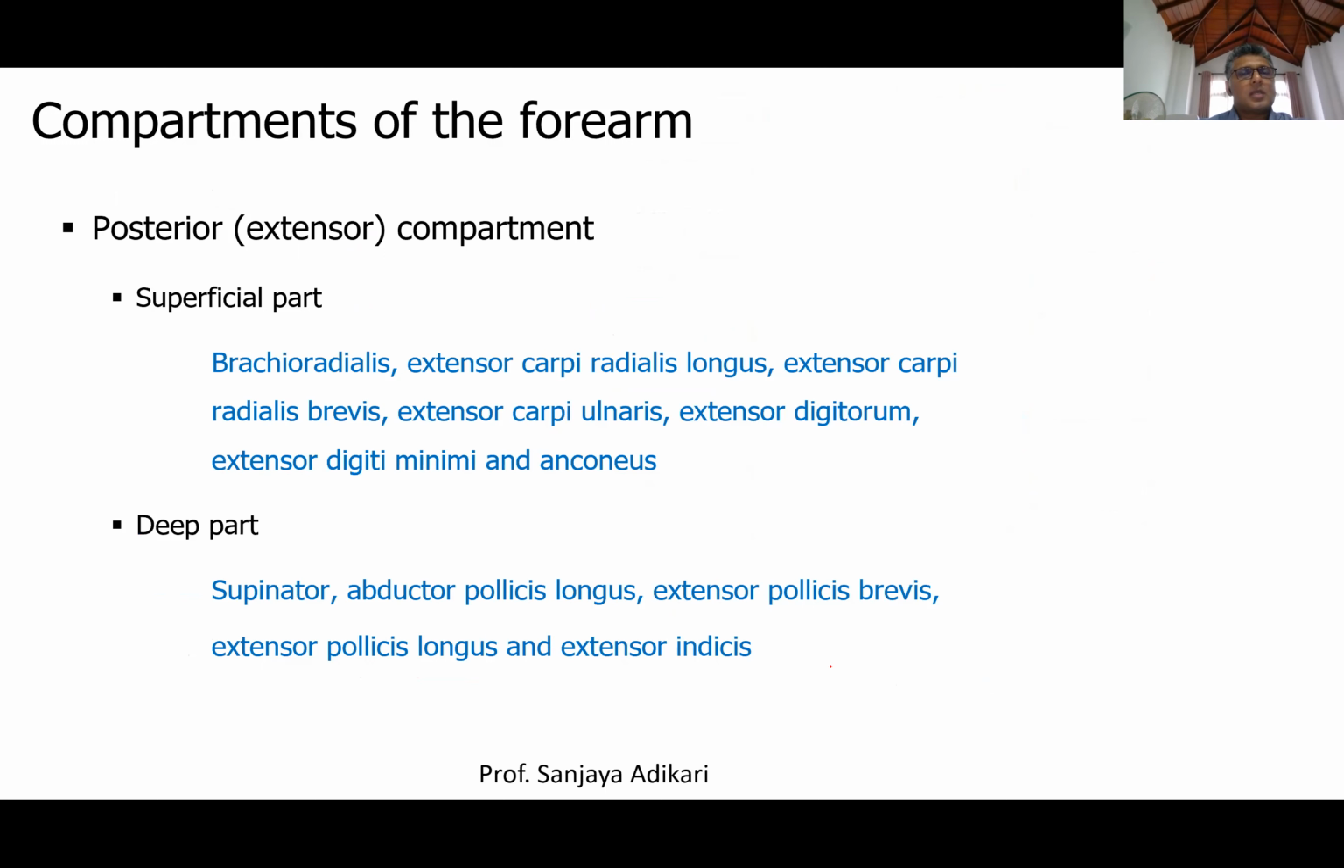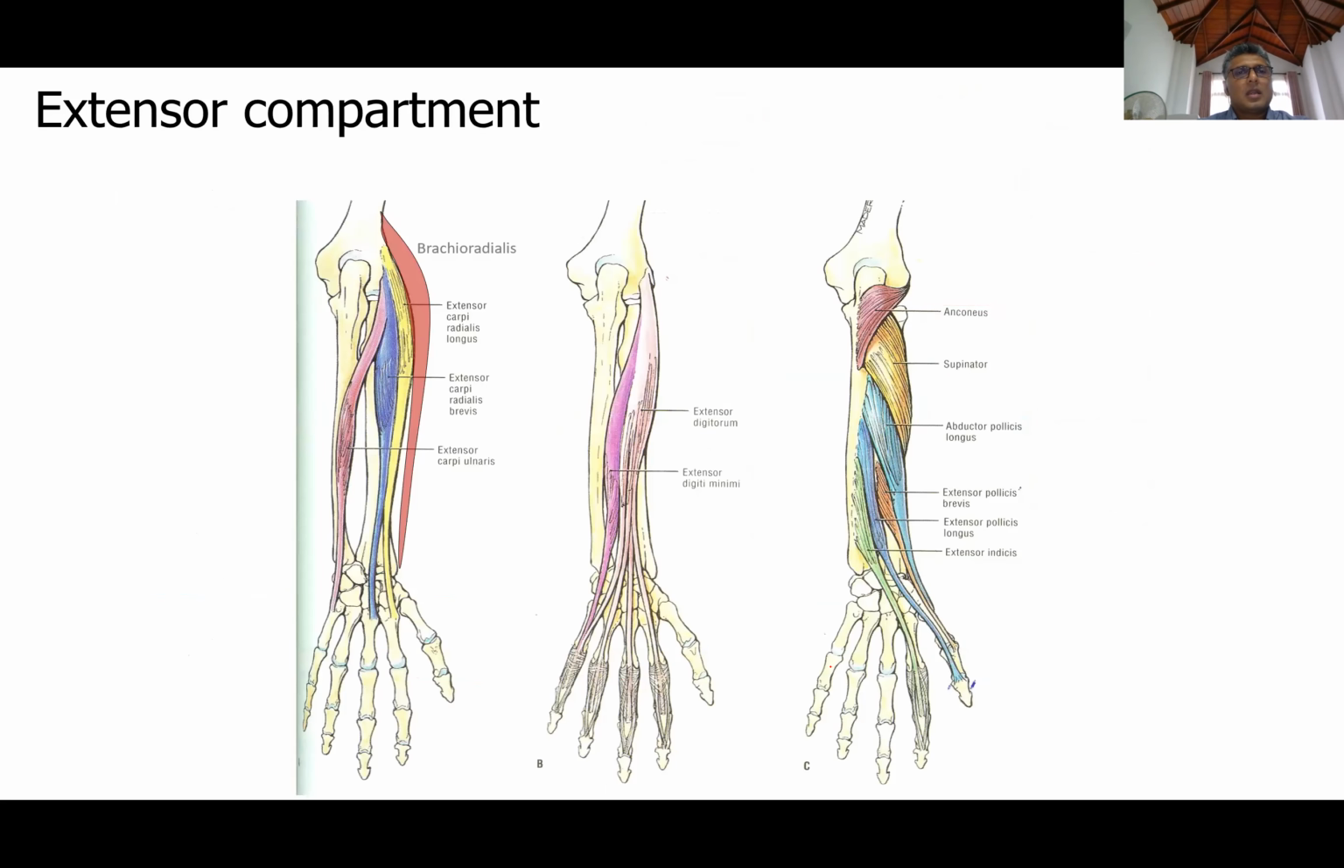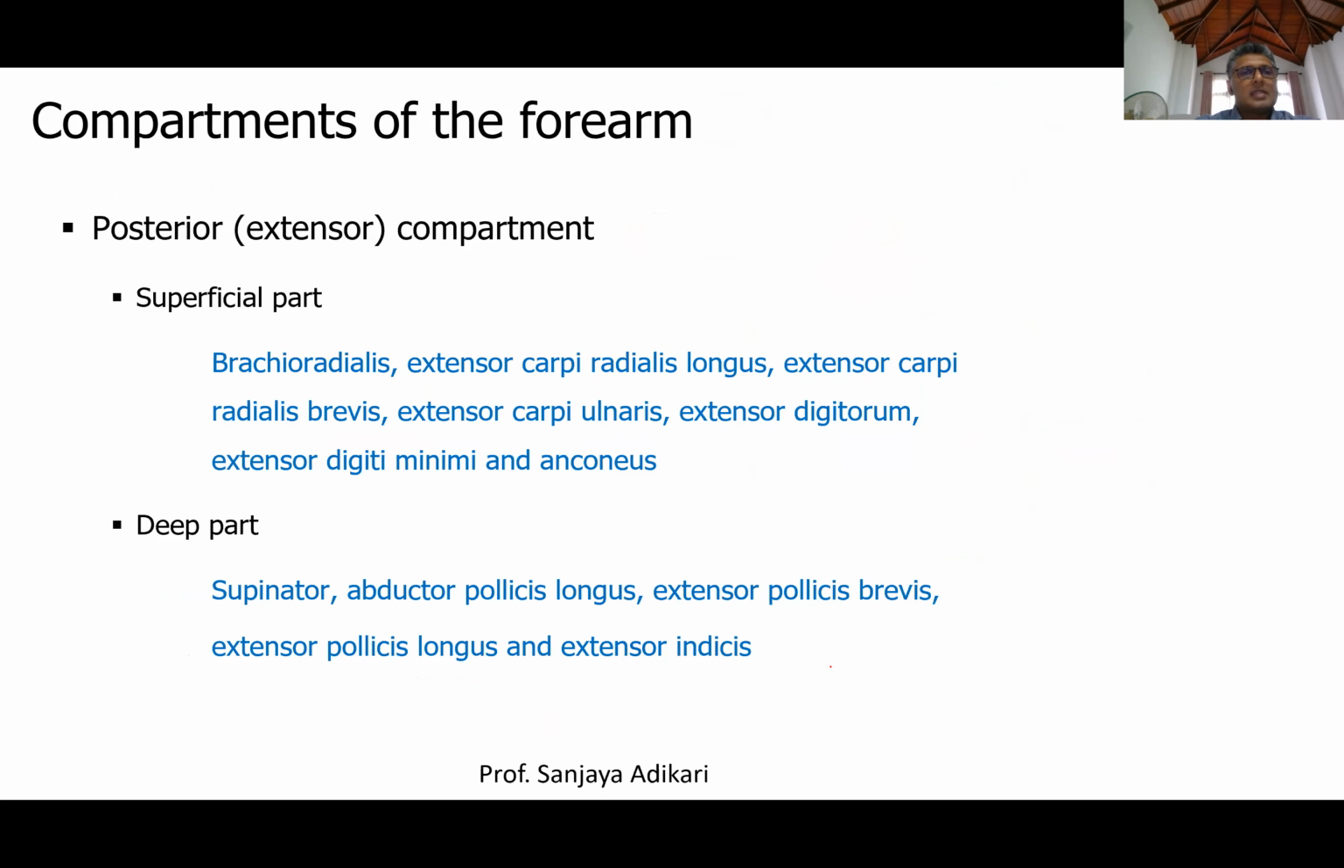Then the posterior compartment. The posterior compartment is more complicated than the anterior compartment. If you go by the muscles, the brachioradialis muscle and the extensor carpi radialis longus muscle, we have already mentioned, are actually attached to the lateral supracondylar ridge and supplied by the radial nerve. Therefore they are not paralyzed if you damage the deep branch of the radial nerve or the posterior interosseous nerve.